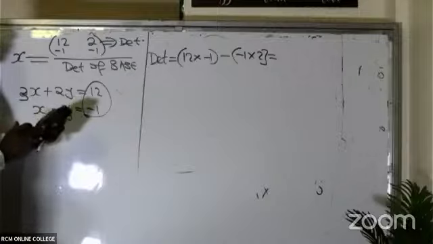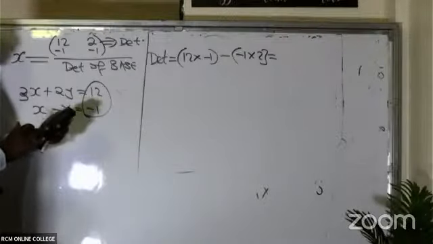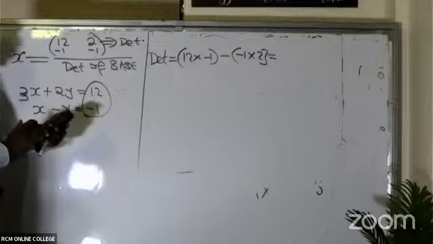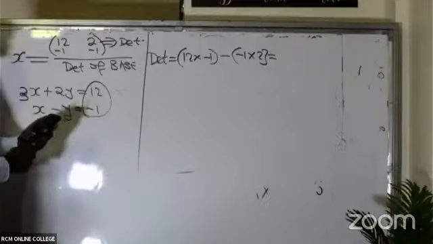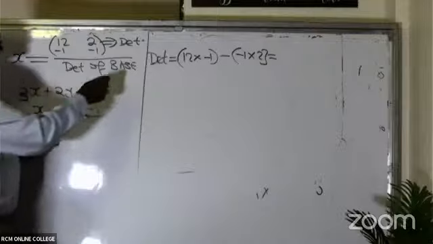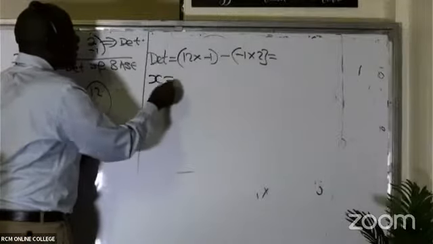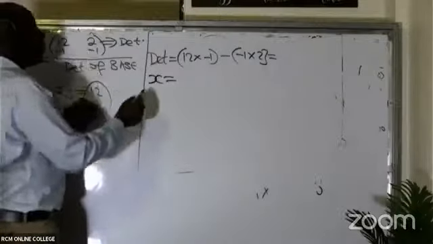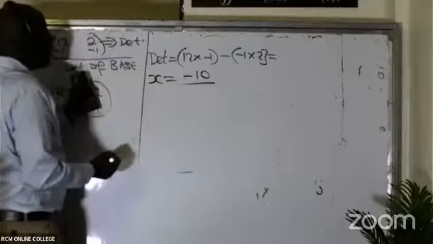12 times minus 1, close, minus, open brackets here, minus 1 times 2. You close like that. So this will give me negative 10. So then the value of x here will be equal to the determinant of the numerator, which is minus 10, over the determinant of the base.